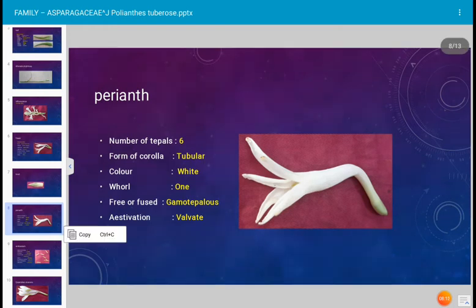Next, the tepals are free or fused. All the tepals are united, they are fused. Therefore, gamotepalous condition is there. And aestivation, that means arrangement of the tepals in the flower, that is valvate aestivation.